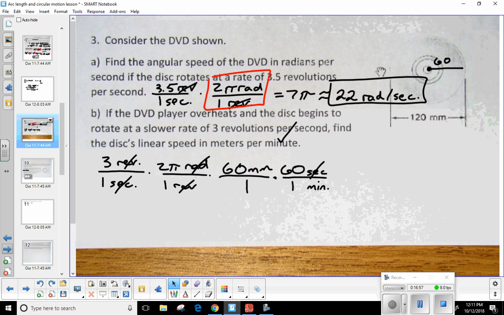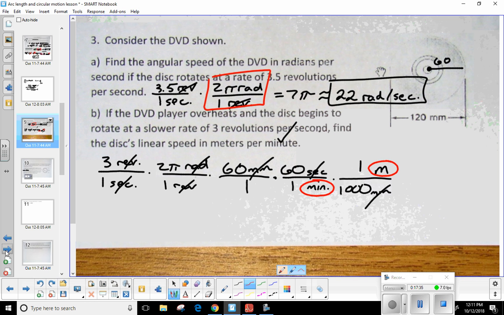Now, does anybody happen to know how many millimeters are in 1 meter? Oh, 1,000. That is absolutely right. 1,000 millimeters is 1 meter. So, if I want to get rid of the millimeters, where do I have to put them? On the bottom. Okay, so meters above. So 1 meter is 1,000 millimeters. Okay, so let's see if everything's going to work out. The millimeters are going to cancel. Looks like the only thing I have left is what they want, the meters per minute.